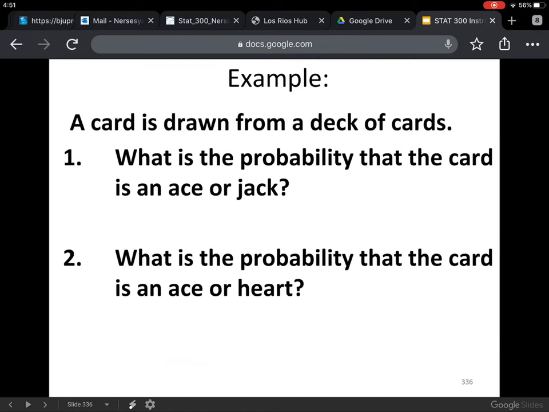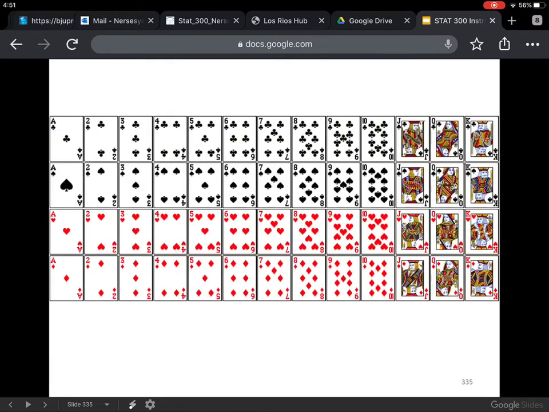Let's go back to the other one now. Number 2. What is the probability that the card is an ace or a heart? Well, we have an ace. There are 4 aces. Or a heart. There are 13 hearts. That's the third row there. Ace of hearts, 2 of hearts, and so forth. Is there an overlap in between these two events? Getting an ace and getting a heart.